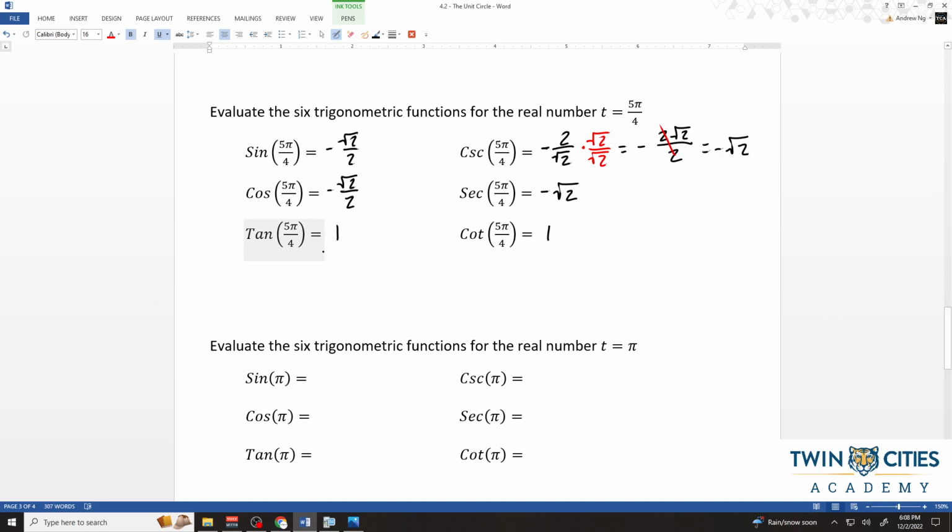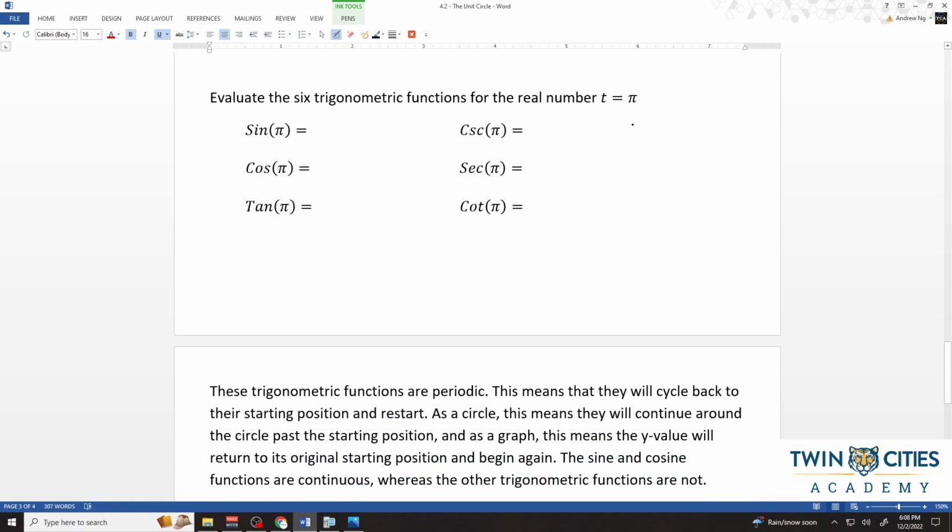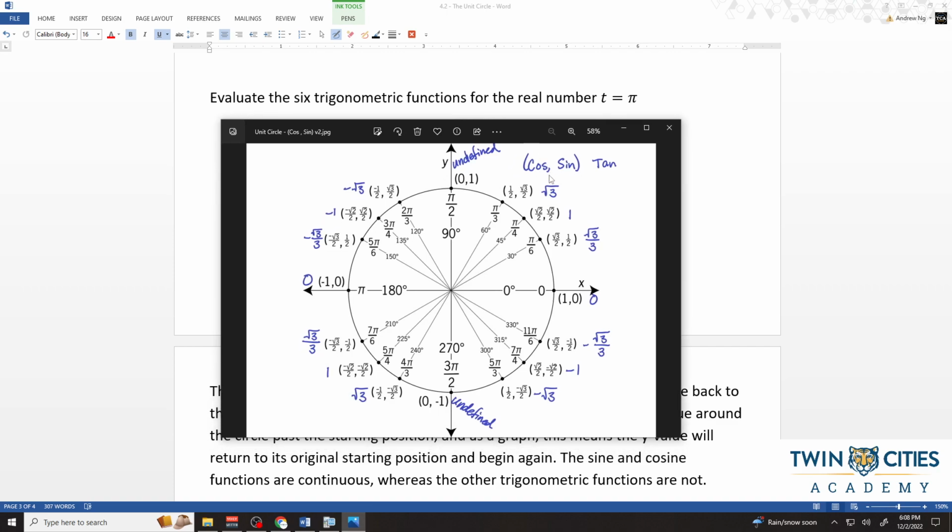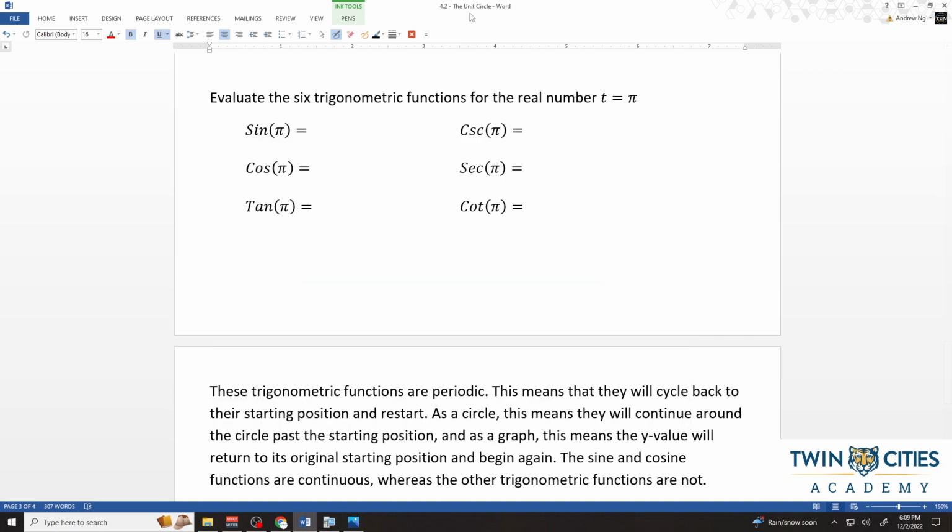All right, one more of these. What about for pi? So let's grab our unit circle. Let's find where pi is. That's right here. Okay, so pi has the point negative 1, 0, and then outside I've got 0. So this means the cosine is negative 1, the sine is 0, and the tangent is 0. All right, so I've got 0 here for the sine, negative 1 for cosine, and again, 0 for tangent.